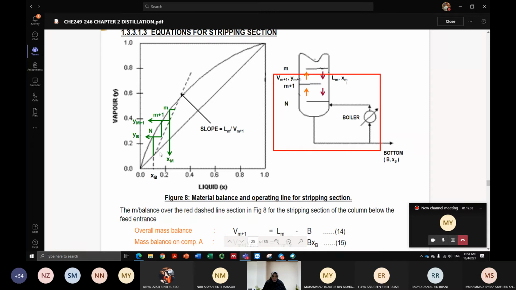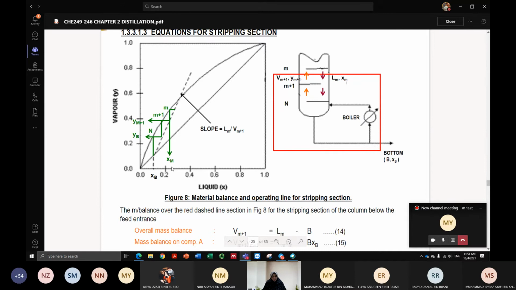Because you're focusing at the bottom of the column, from the graph that you're going to draw, you have to label XBA. Remember again, everything is about A, the more volatile component. XBA, where B here represents bottom, not component B. XBA must be known here. Same as what you have done for XDA, you also have to draw the vertical line until it reaches the 45-degree line. Just stop here.